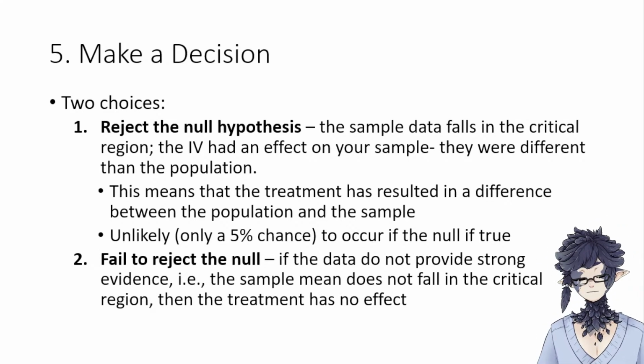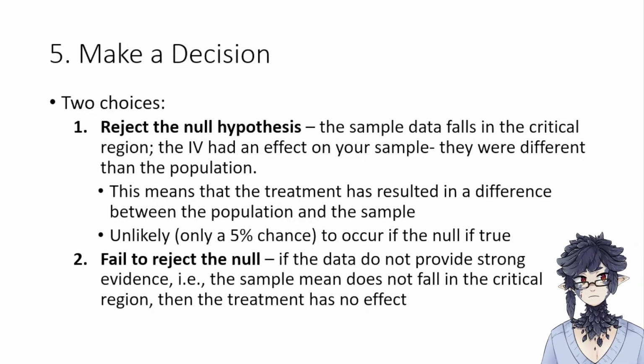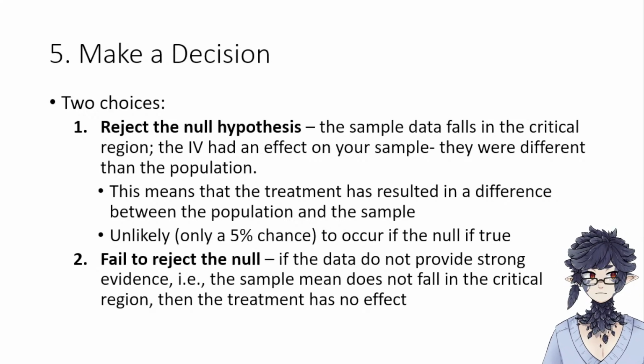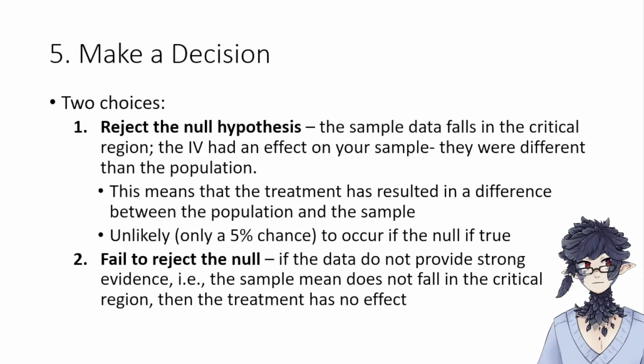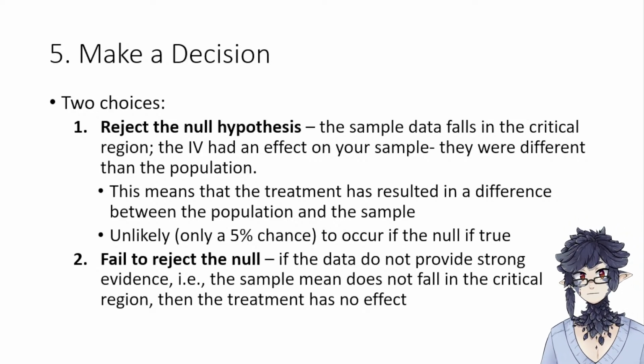If you fail to reject the null, let's say your sample mean or that individual falls in the body of the distribution, they're not out in the tails, they're in the middle of the distribution, they're close to the population mean, we fail to reject the null. We don't have enough evidence to say that there's a real difference here.